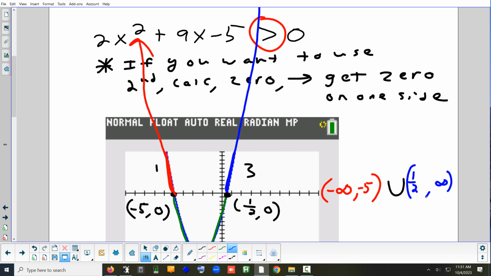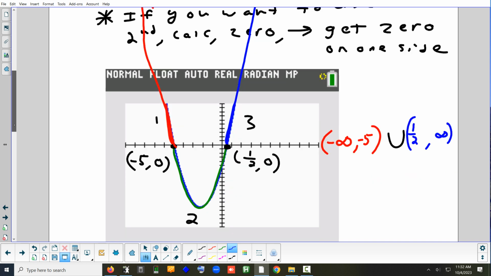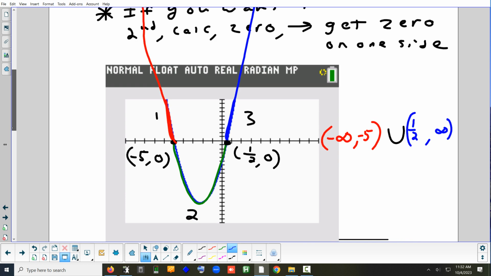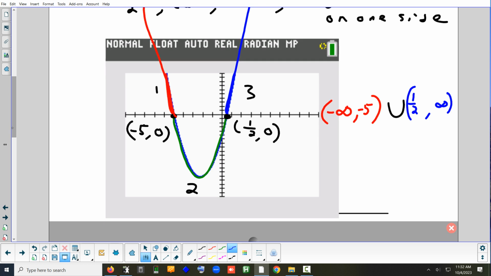So what this is saying is if you pick a number between negative infinity and -5, or between 1/2 and infinity, you will get an answer that's bigger than 0. What happens if you pick a number between -5 and 1/2? It won't be true. You're going to be below 0. You'd be in section 2. That's the green section. So if they wanted to know where are you less than 0, that would be section number 2. So that's pretty much it. You just have to find the 2 intersection points and then go from there.